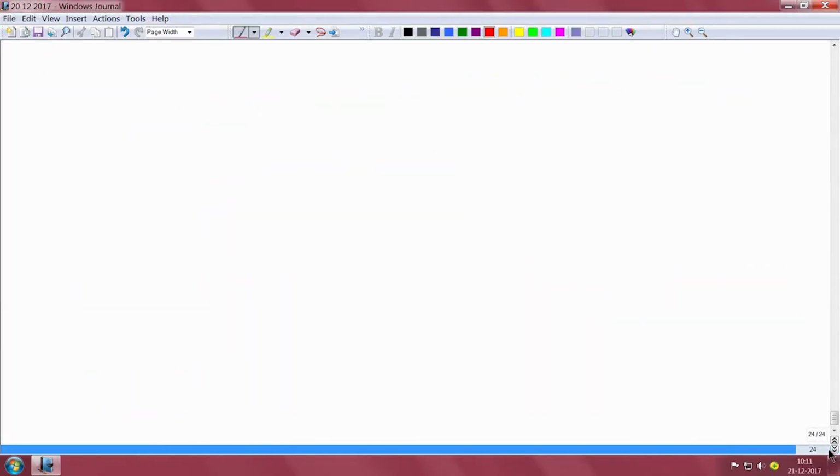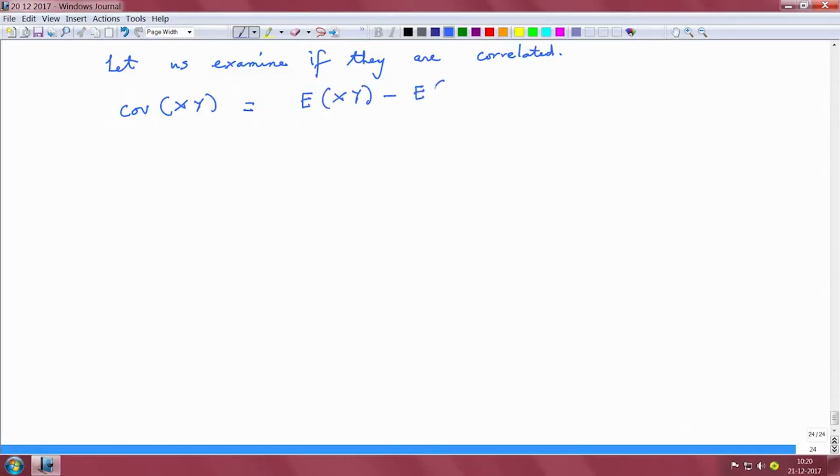Now, let us examine if they are correlated, for which we have to bring in these expectations. Consider the covariance of x y. This can be written as expectation of x y minus expectation of x times expectation of y. So, we need to compute these quantities.